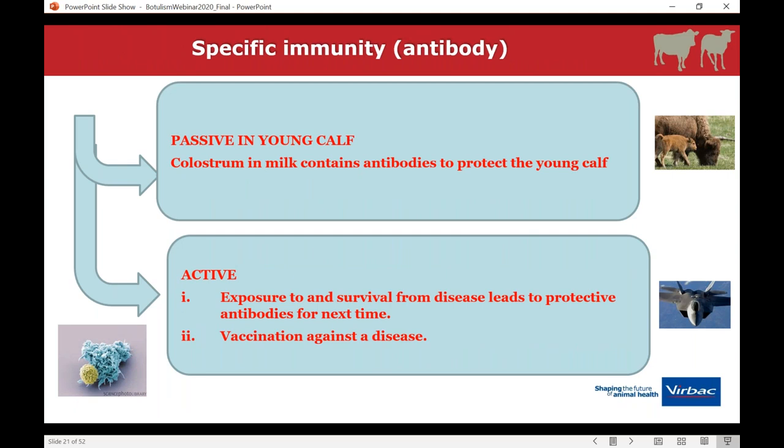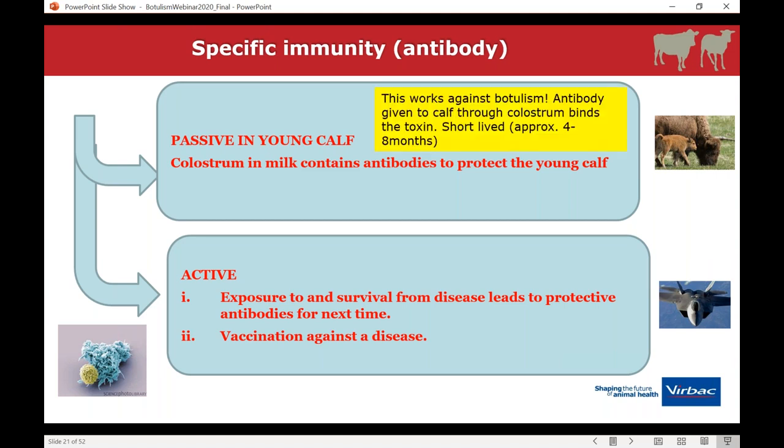An important one to think about in cattle is that if their mother has produced some good first milk called colostrum for the calf, it contains a high level of what we call antibodies. Antibodies are a specific thing we'll talk about in a minute that can protect the young calf. This is excellent when it comes to botulism because it can protect the calf. Not forever though. The calf can typically get about 4 to 8 months protection against botulism, so it will survive exposure to certain dosages of poisoning.